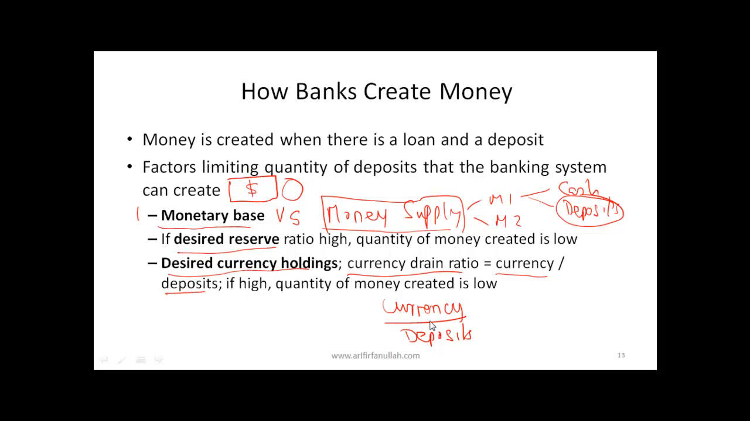Desired currency holding is a measure of how much currency people want to keep with themselves versus depositing. So if you are in a society where currency is high, which means people like to keep a lot of cash in their pockets, and deposits are low, what will the desired currency holding ratio be? It will be a high number. So if this is a high number, what's the impact on money supply? The impact will be that money supply will become lower. Okay. Now anyway, hold this thought.